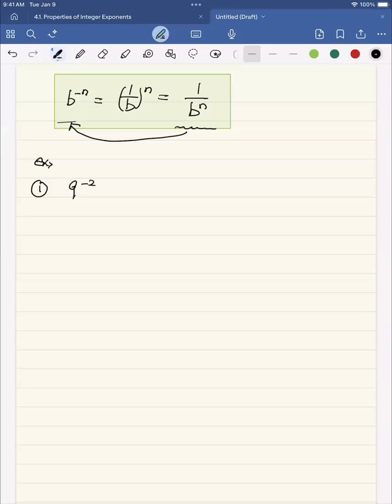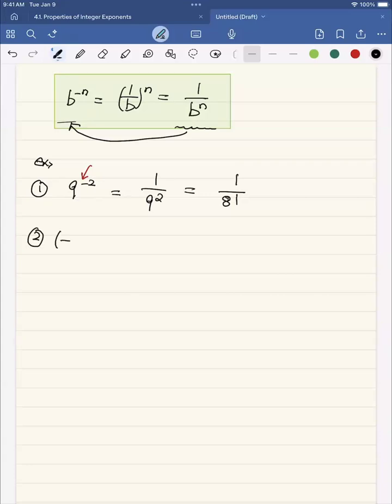Nine to the negative 2 power. So this is a negative power. So you will think about 1 over, and this part must be in the denominator. So 9 squared. So we can say this one is 81. 1 over 81.